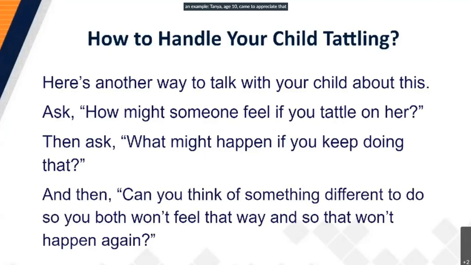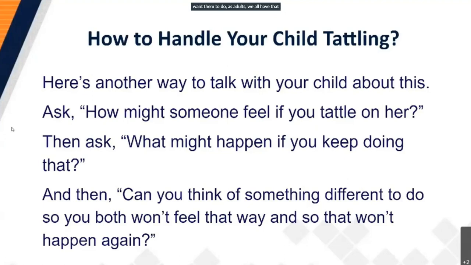So here's an example. Tanya, age 10, came to appreciate that tattling on others made them feel angry. So now she is empathizing with others, and she realized that they were starting to avoid her. So now she's not having relationships with friends, and now she felt sad. Once again, she's understanding her own feelings about that. And the next time she had the urge to tattle, she was able to think, which is that dialogue we want our children to have in their head: if I do that, the kids won't like me and they won't play with me.